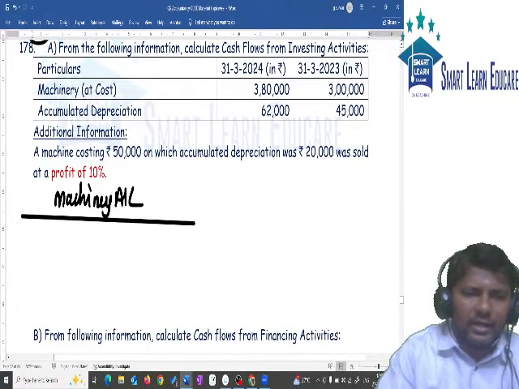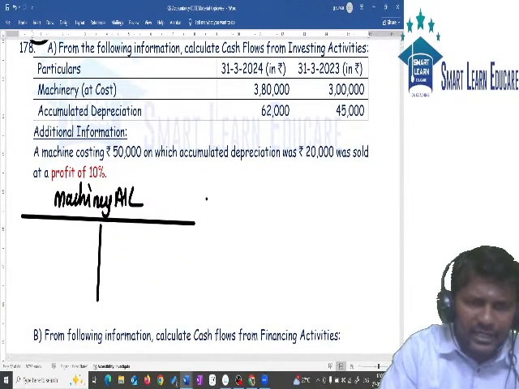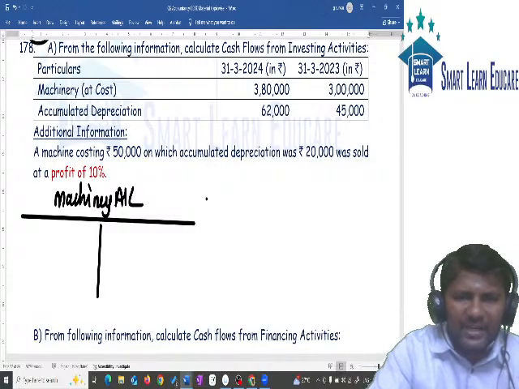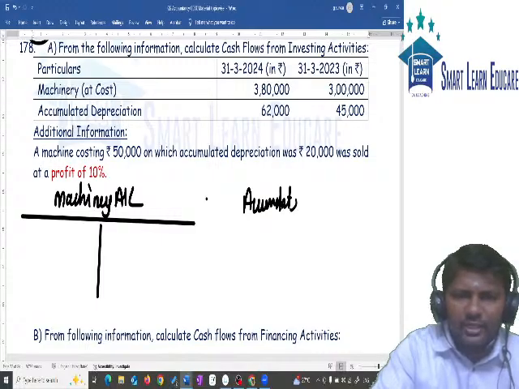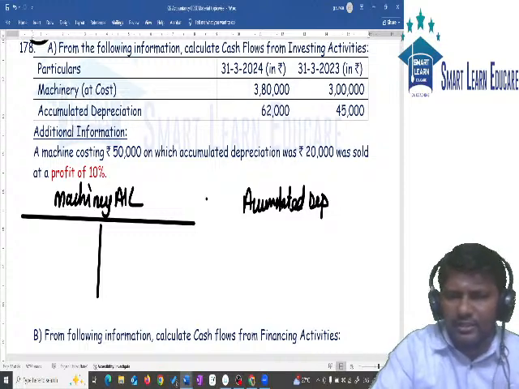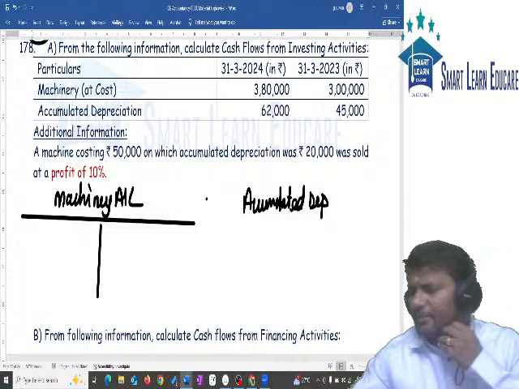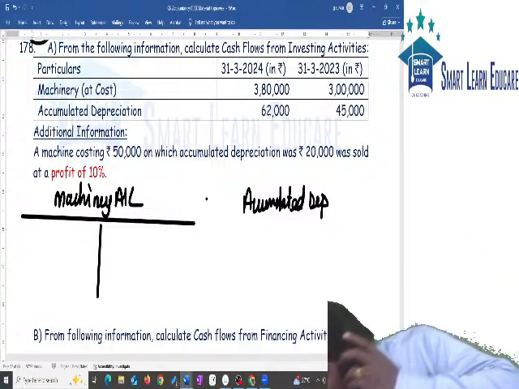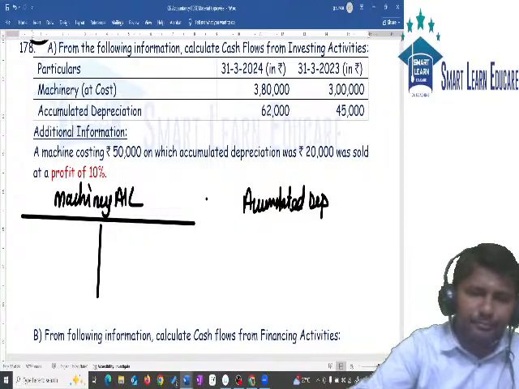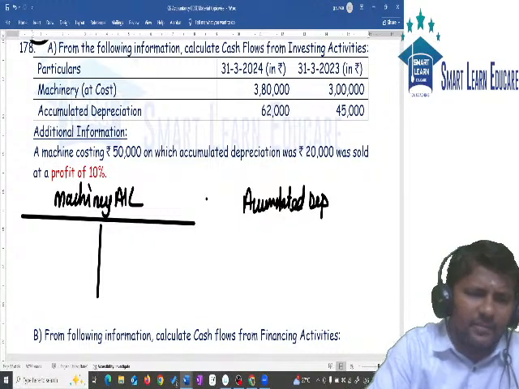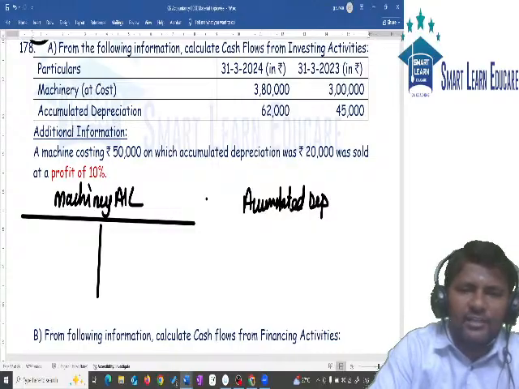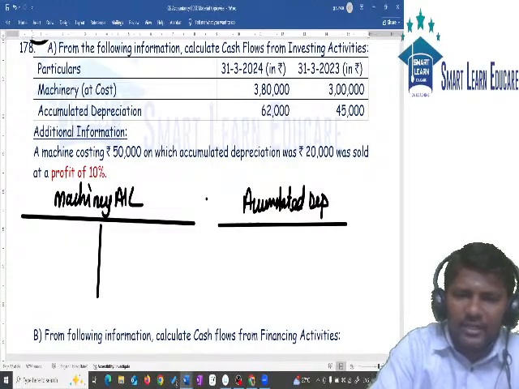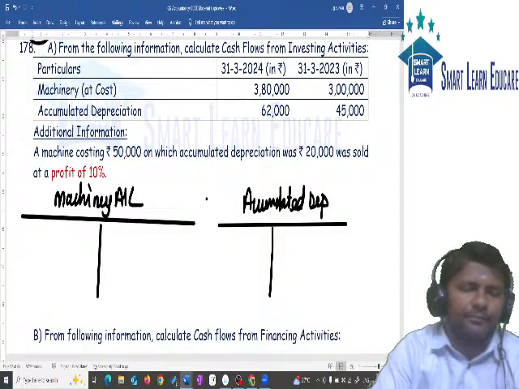Also open a second account. What is the second account? Accumulated depreciation account. Sometimes they will give it as provision for depreciation. Accumulated depreciation is a liability, and will have a credit balance. So the accumulated depreciation account also has to be opened.